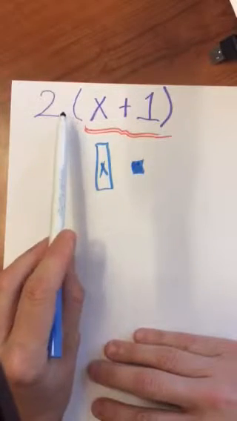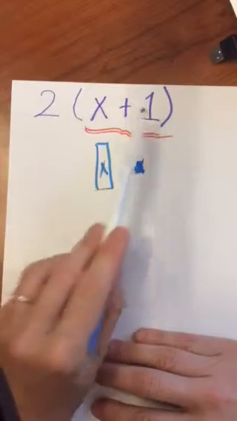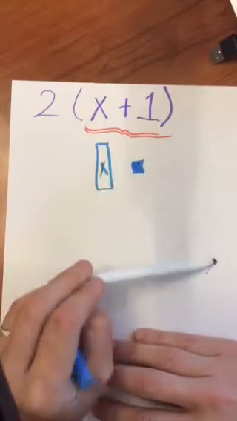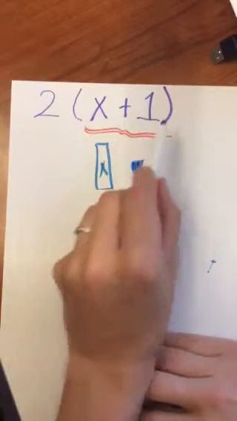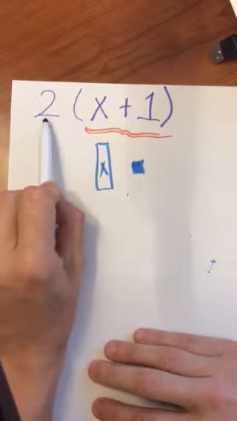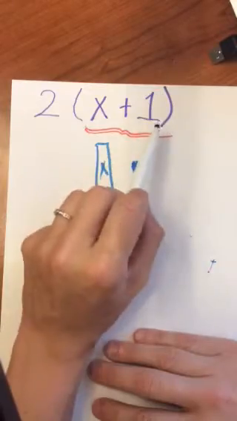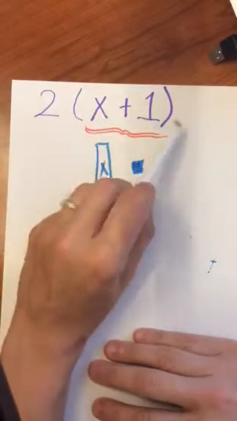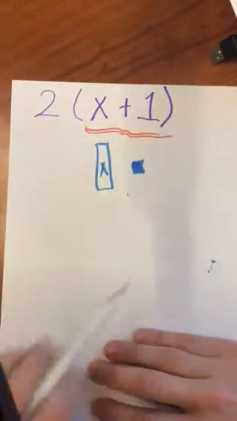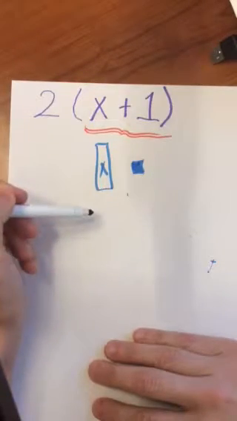Now, this is the tricky part. How many of these do I have? The x plus 1s. How many of these? I have 2 of them. 2 multiplied by x plus 1. 2 groups of x plus 1. 2 x plus 1s. So, I'm going to show that as an algetile.